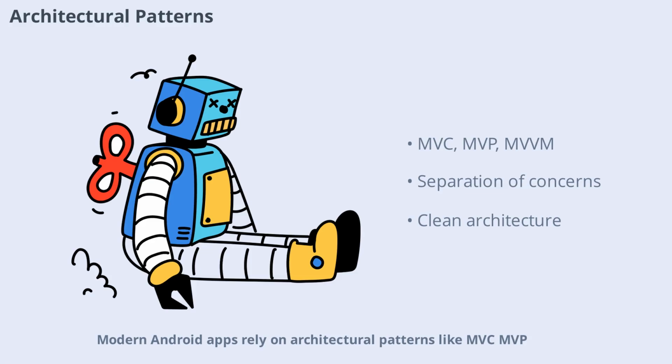Modern Android apps rely on architectural patterns like MVC, MVP, and MVVM to separate concerns and improve maintainability. Interviewers often ask about these patterns, their advantages, and how to implement them. Understanding clean architecture and domain-driven design will set you apart as a well-rounded developer.